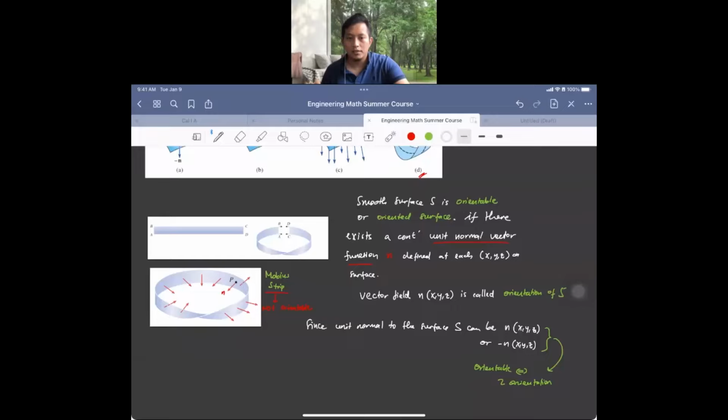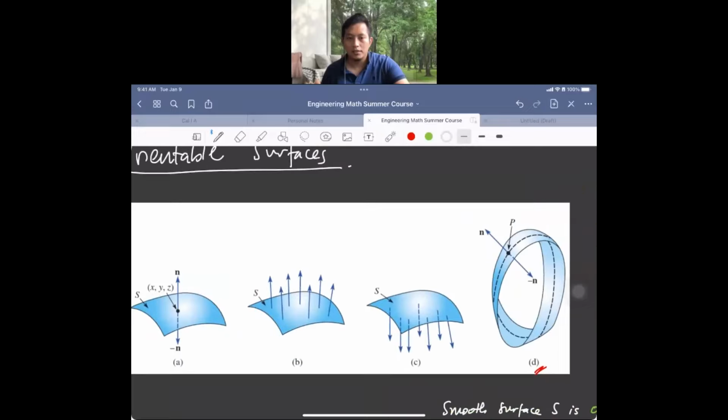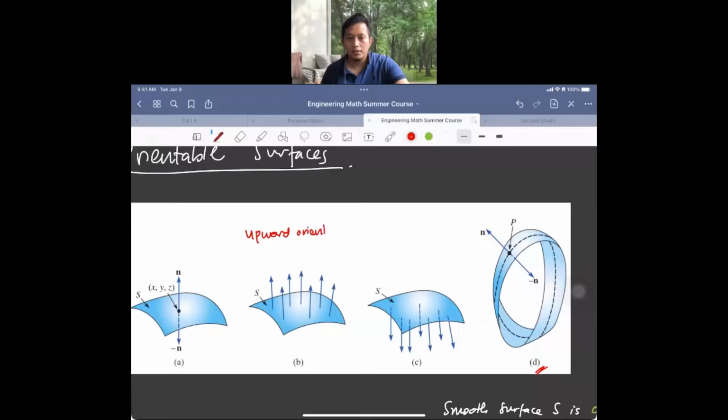And then we can define that when we have the unit normal or the orientation going upwards, like here, this is upward orientation. This is downward orientation. So when the unit normal is directed upside, then we can call it upward orientation. If it is going downside, it's going to be downward orientation.